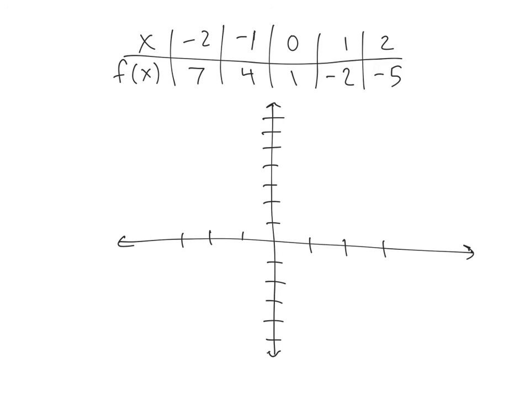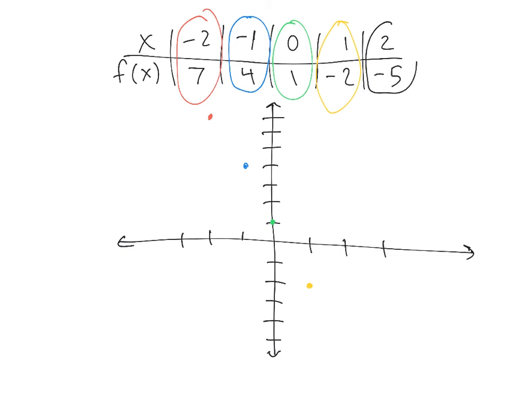So in constructing this graph, my first point is at -2 and 7. So I'm going to go 2 to the left and up 7. My next point is at -1 and 4, so 1 to the left and 4 up. My third point is at 0 and 1, so 0 to the left and right, 1 up. Fourth point at 1 and -2, so 1 to the right and 2 down. Again, we've been practicing plotting points on Desmos. Hopefully you're able to do that. 2 and -5 will be 2 to the right and 5 down.